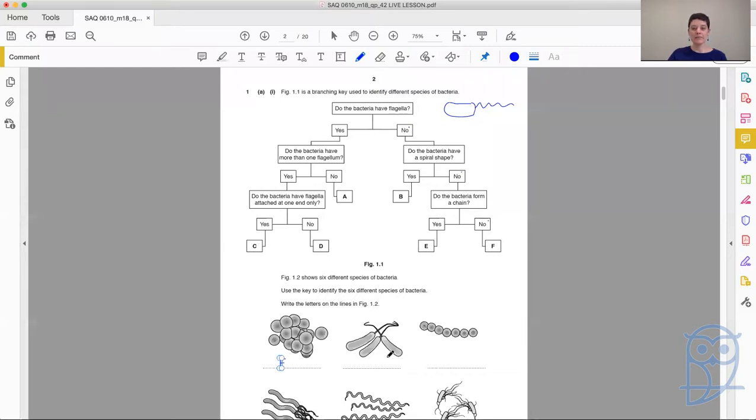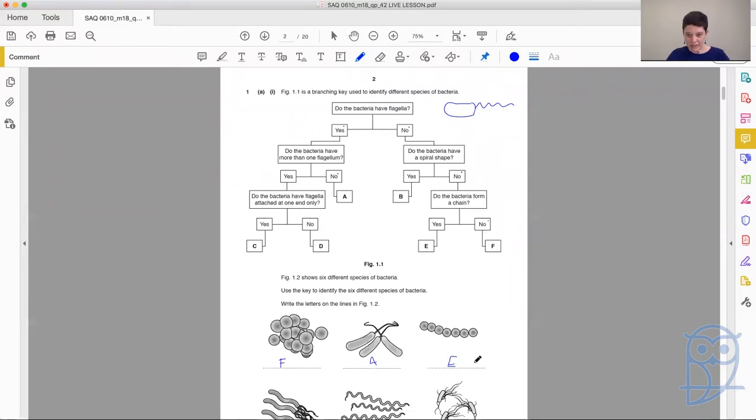The next one. Do the bacteria have flagella? Yes. So each time we start right at the beginning. Do the bacteria have more than one flagellum? Well, if we look at them, there's 1 bacteria, 2, 3, and 1, 2, 3 flagella. So they don't have more than 1. No, which gives us A. Back to the beginning for the third one. Do the bacteria have flagella? No, they don't. Do they have a spiral shape? No again. Do they form a chain? Yes, they do. They're all beautifully aligned in a row, giving us E.